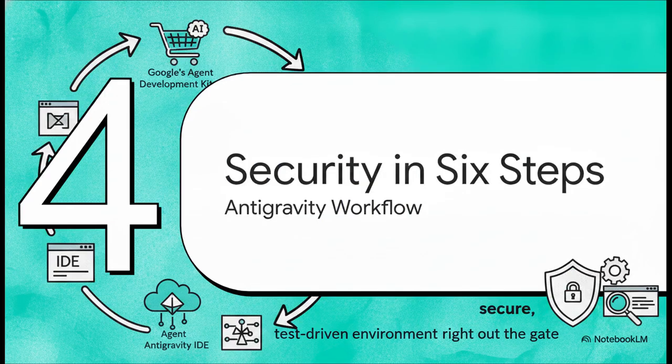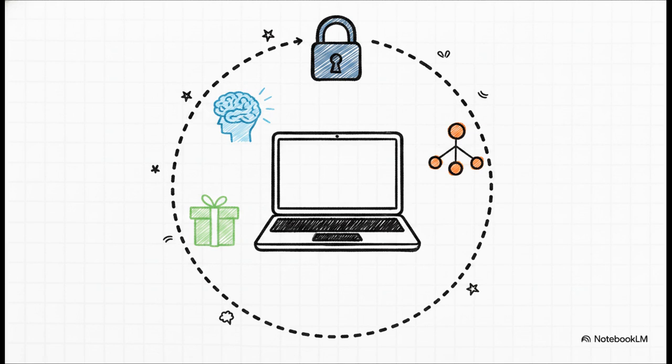Moving into Section 4, Security in 6 Steps, the Anti-Gravity Workflow. For this part, we're going to see what it looks like to build a retail AI shopping assistant in a completely test-driven, locked-down environment. What is super striking about this specific developer setup is the absolute emphasis on local control. All you need is the anti-gravity IDE, the lightning-fast UV package manager for Python, Git, and a Gemini API key. That is literally it. This entire proactive security lab runs directly on your local machine.